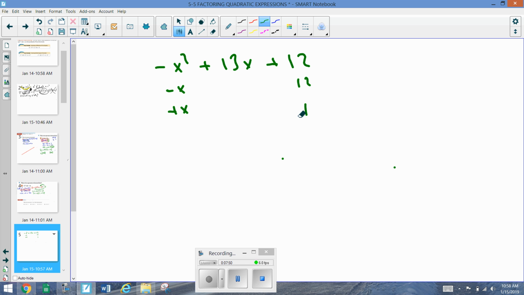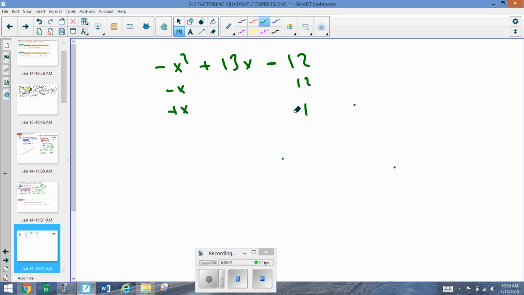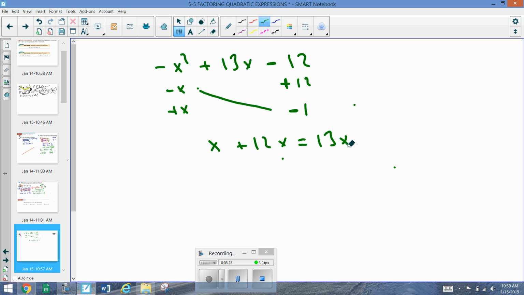So how are we going to make this one? Okay. The signs are supposed to be, this is supposed to be negative, and this is supposed to be positive, because when you multiply them, you're supposed to get negative. Positive times negative equals negative. And when you do cross, negative x times negative 1, x, 12 times x equals 12x, equals 13x. That works. Did you see how we arrange it?